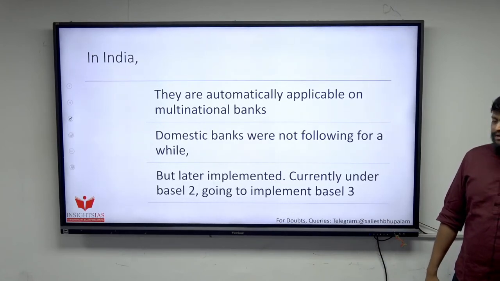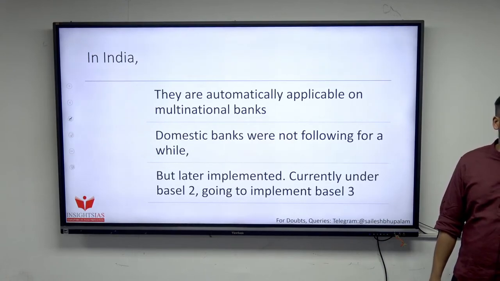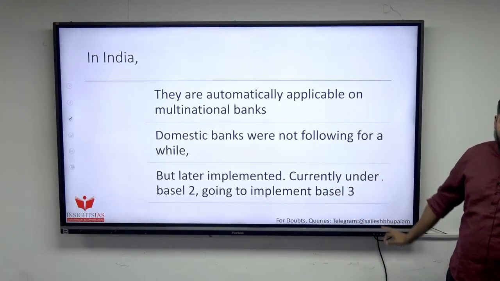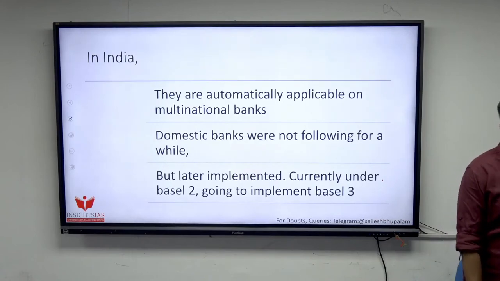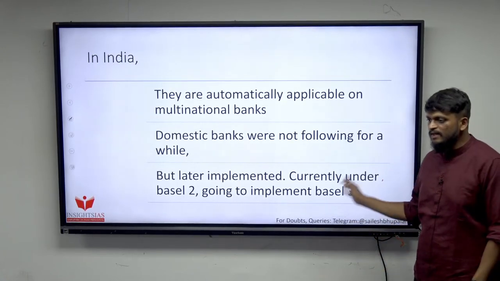Right now we have all implemented Basel II already, and we are in the process of implementing Basel III. That means Basel III requires a lot of things to be done. Half of them probably we have done. The other half we are still in progress. It is still a work in progress. We are implementing Basel III. Currently, banks are already complying with Basel II, and they are not yet completely 100% compliant with Basel III. You understood so far?